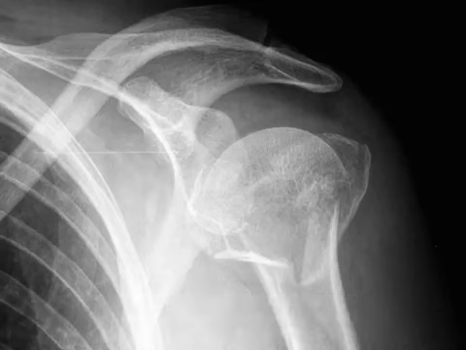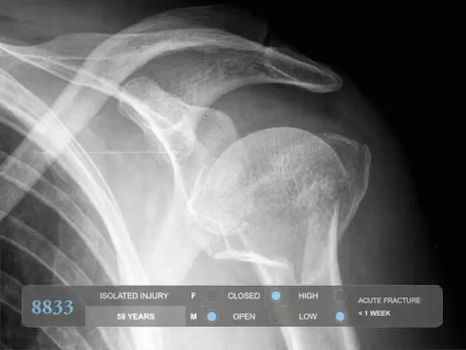tuberosity fractures. We're also seeing what appears to be a pseudo-subluxation of the humeral head, probably secondary more to fracture impaction than there is really a true subluxation or dislocation of the shoulder, but this will need to be confirmed on other x-rays and advanced imaging.